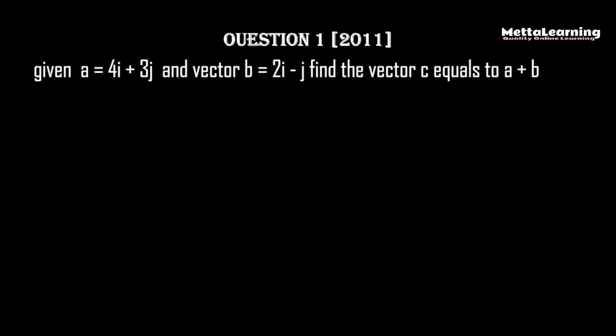So the first question I have here with me is from the Y past question year 2011. It says given vector A equals 4i plus 3j and vector B equals 2i minus j, find the vector C equals A plus B. From our question we can see that we're going to find vector C, which is A plus B. To find the vector C, we're going to add vector A and vector B together, adding them in their respective elements.